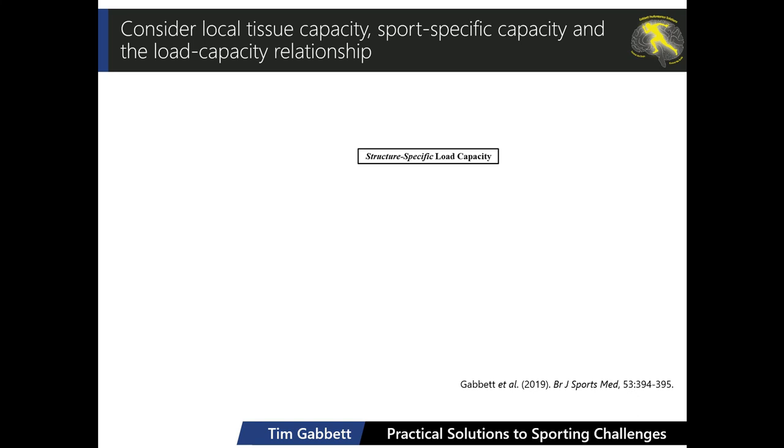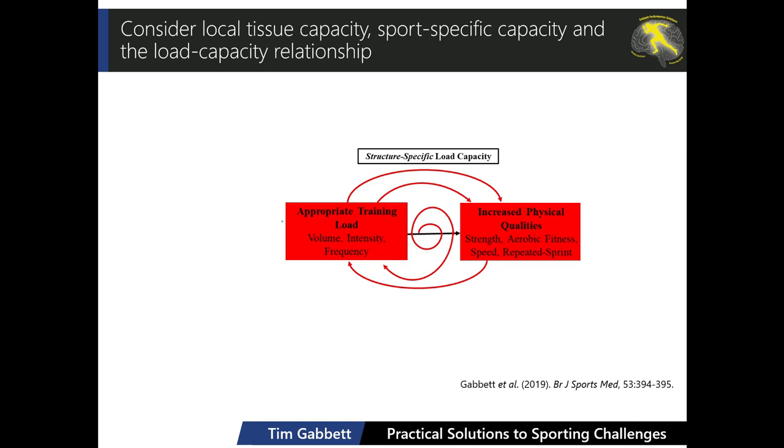And this structure or tissue-specific load capacity is associated with inherent physical qualities of strength, aerobic fitness, speed, repeated sprint ability. It's these physical qualities that allow our athletes to tolerate a certain volume, frequency, and intensity of load, an appropriate training load. As we apply more training load, our athletes develop greater tissue-specific capacity or structure-specific capacity, which enhances those physical qualities. And it's a circular relationship.